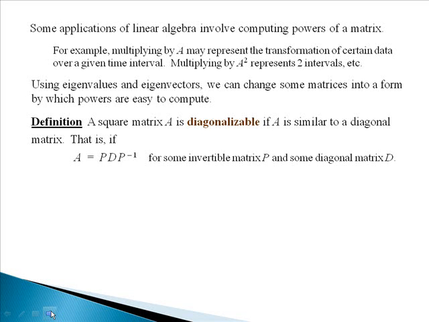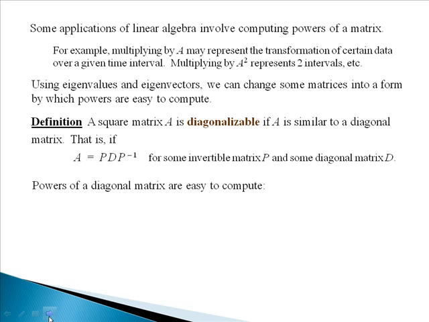So let's look at a definition. A square matrix A is diagonalizable if A is similar to a diagonal matrix. That is, if A is equal to P times D times P inverse for some invertible matrix P and some diagonal matrix D. And remember, we looked at the definition for being similar in the last section.